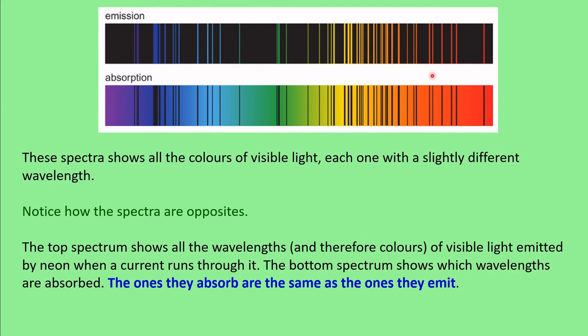And this is very, very particular for particular elements and gases and compounds. So every element or compound will have its own emission and absorption spectra. So you can tell what an element or a compound is by these spectra.